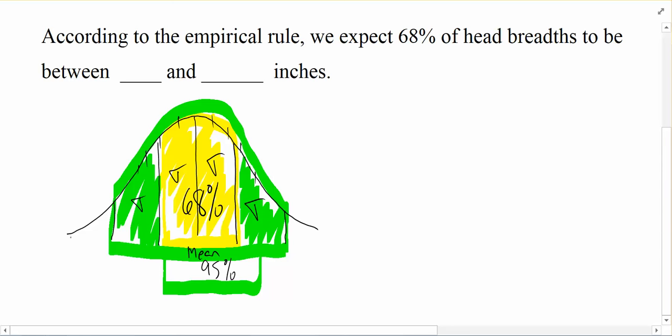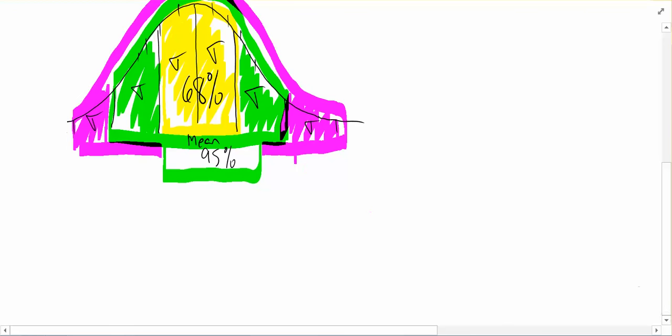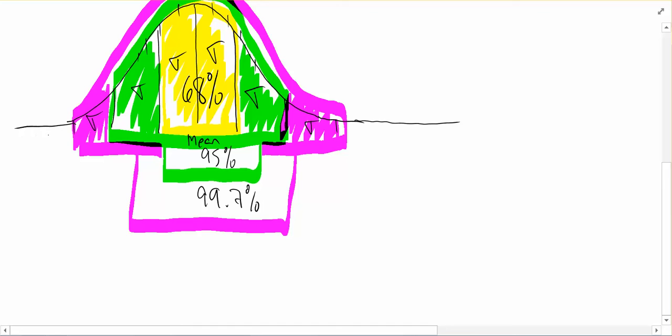And if we went one further, all the way out to 3 standard deviations away from the mean, so another standard deviation on each side, and color that in as well as all the green and the yellow, then inside of all this purple is going to be about 99.7% of the population.